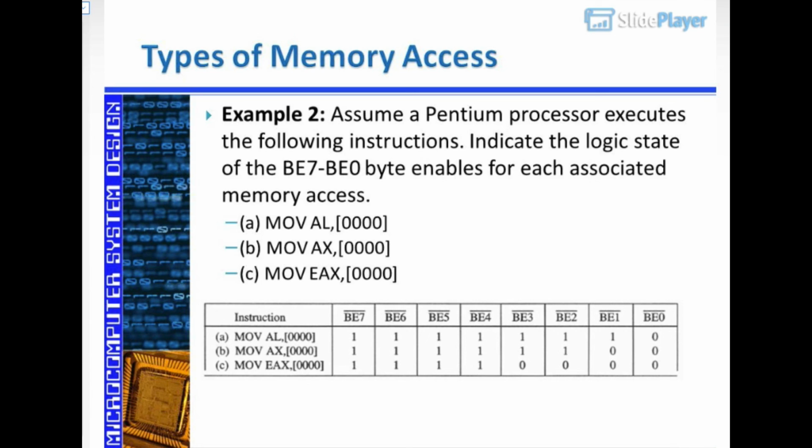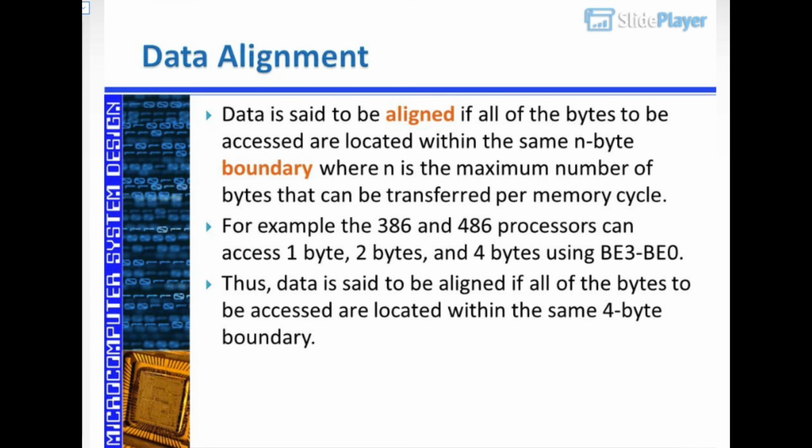Data alignment. Data is said to be aligned if all of the bytes to be accessed are located within the same n-byte boundary, where n is the maximum number of bytes that can be transferred per memory cycle. For example, the 386 and 486 processors can access 1 byte, 2 bytes, and 4 bytes using BE3 to BE0.